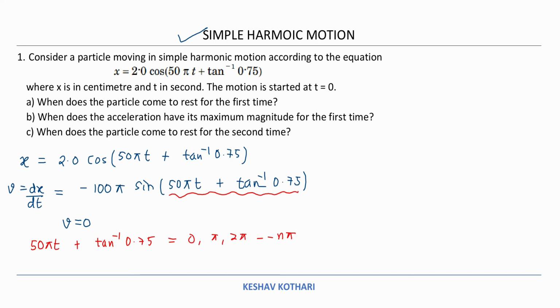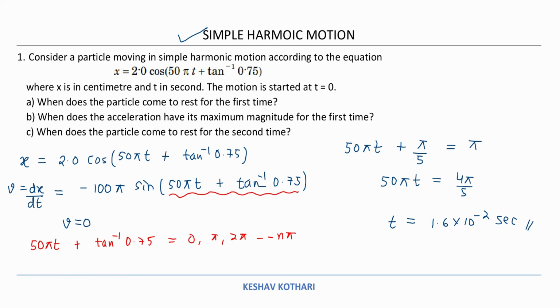So the equation will take the form 50 pi t plus pi by 5 is equal to pi, and from here we can calculate the value of t. That is, 50 pi t is equal to pi minus pi by 5, that is 4 pi by 5, and hence the value of time is turning out to be 1.6 into 10 to the power of minus 2 seconds. So this is the time when the particle comes to rest for the first time.